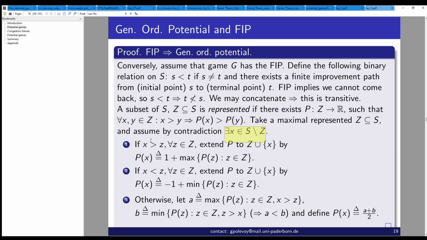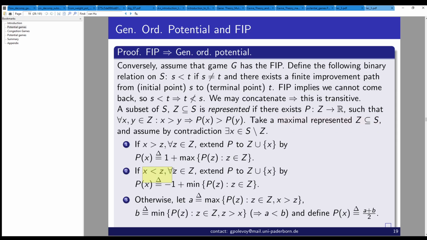If X is greater than Z for any Z in this Z, then we can extend the P, which is defined on Z, to Z with X also, by taking the maximum of P over Z and adding 1. Then it will be greater than anything on Z, and since X is greater than everything in Z, the larger set, Z united with the singleton including X, will also be represented, contradictory to the assumption that Z is a maximal represented subset.